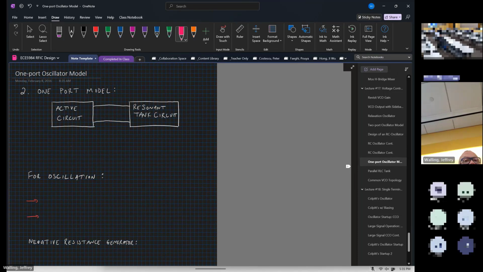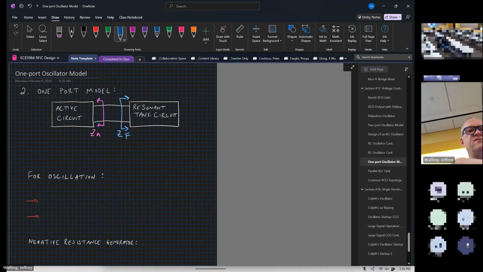Okay, so we're going to look today at a one-port model of oscillation. In the last one, we injected a signal and looked at feedback. Here, what we're going to say is that we have just a one-port connection between an active circuit and a passive resonant circuit. If we look back in the direction of the active circuit, we have some impedance ZA, and in the direction of the resonant circuit, we have some impedance ZF.